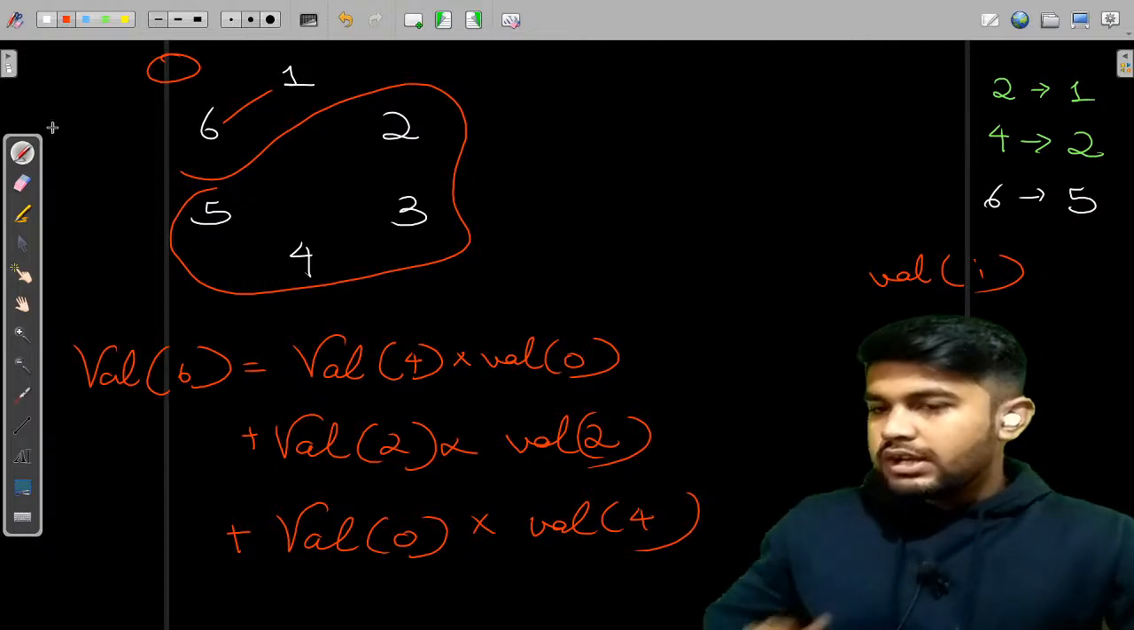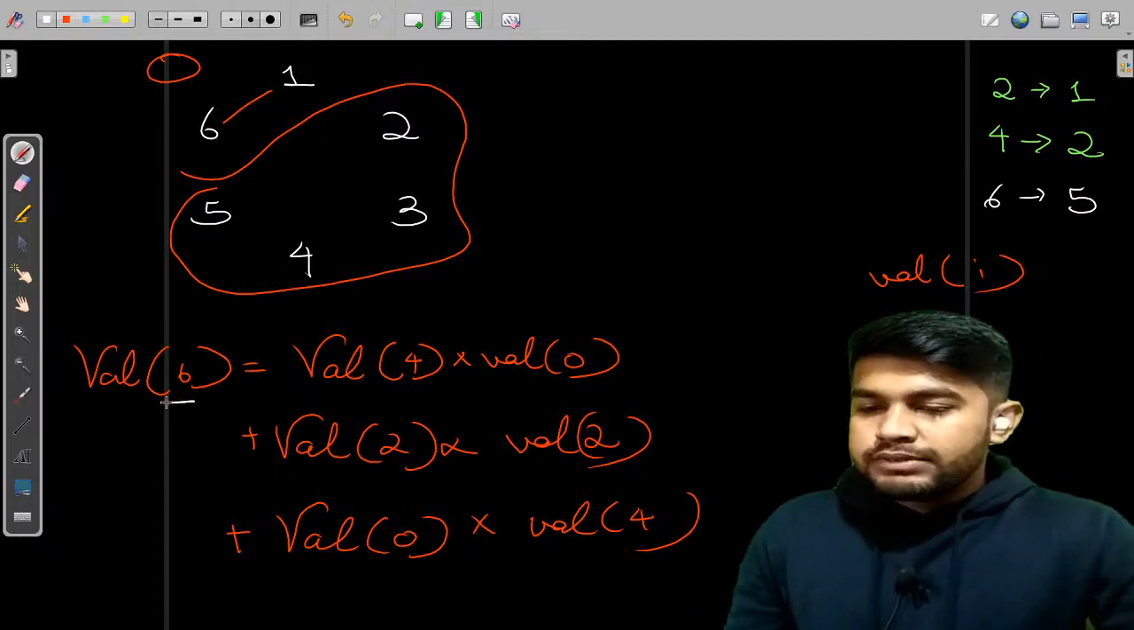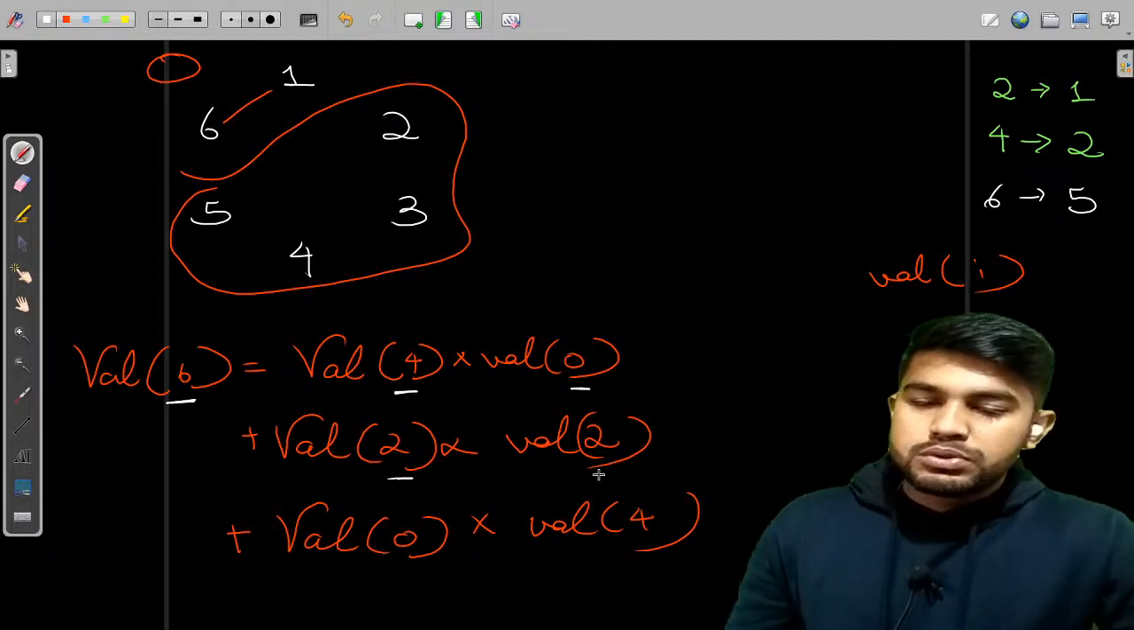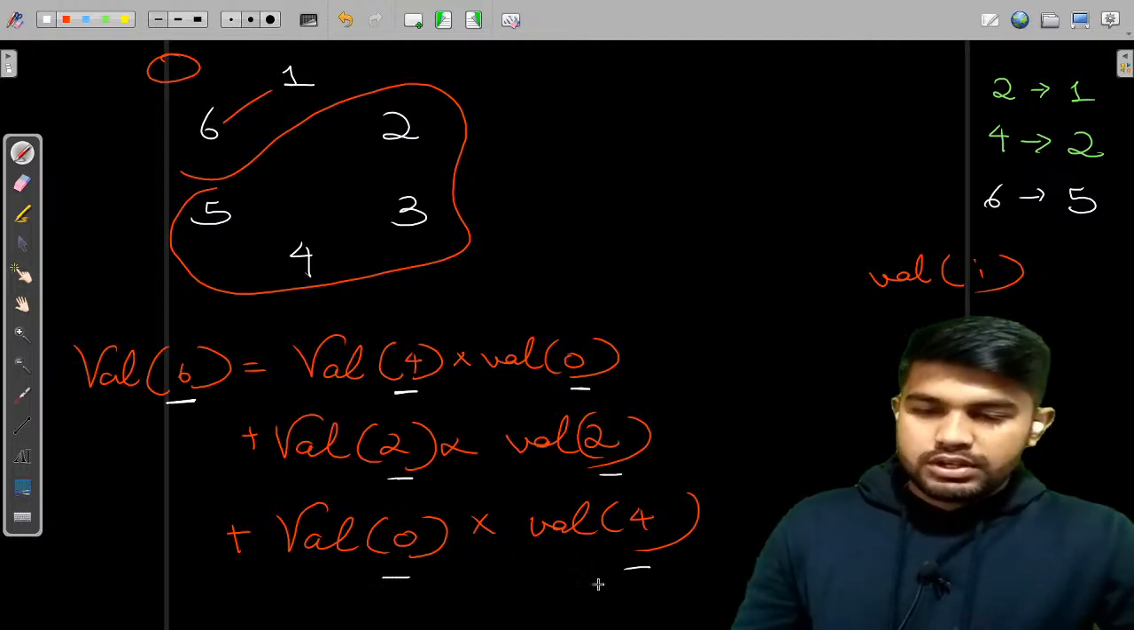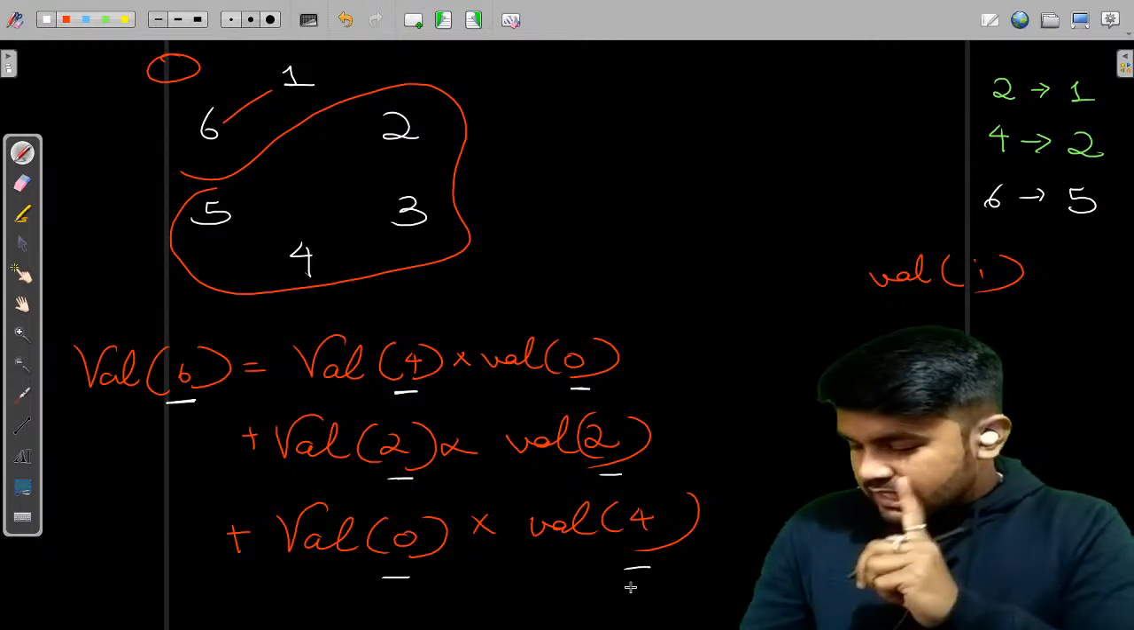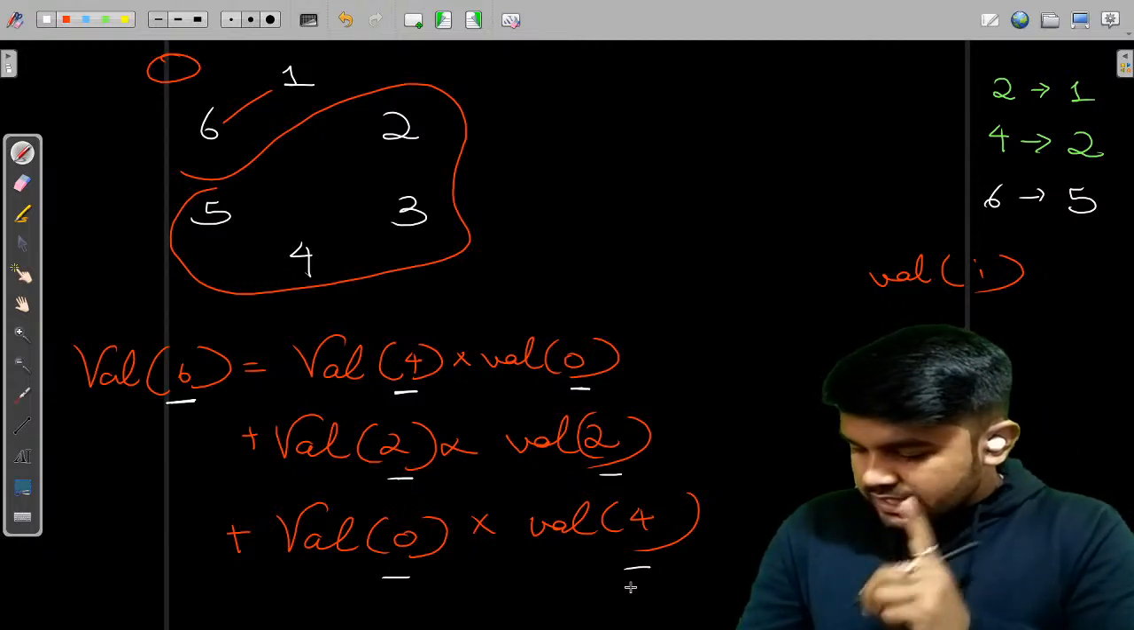Now just observe all these terms. This is 6, this is 4, this is 0, this is 2, this is 2, this is 0, this is 4. Easily we will see an AP. We can see an AP.